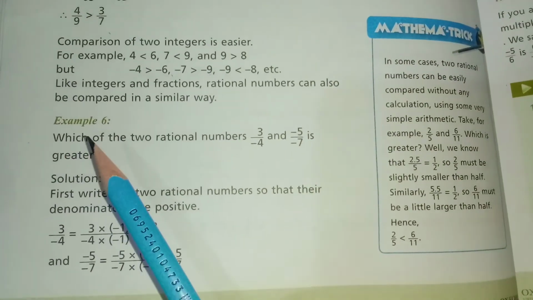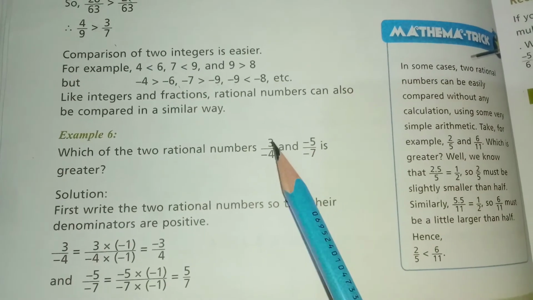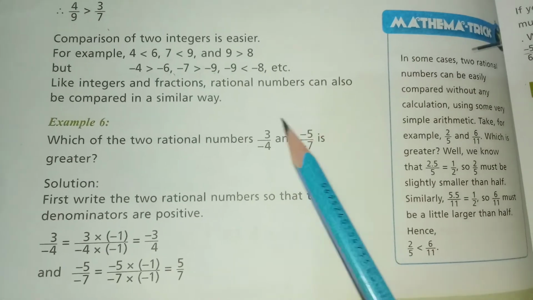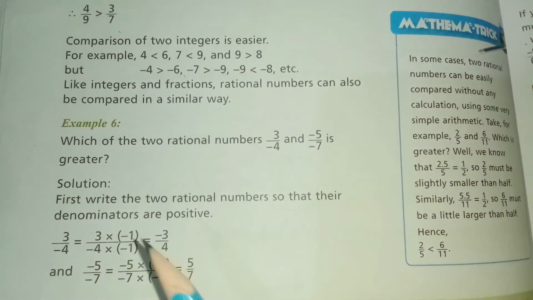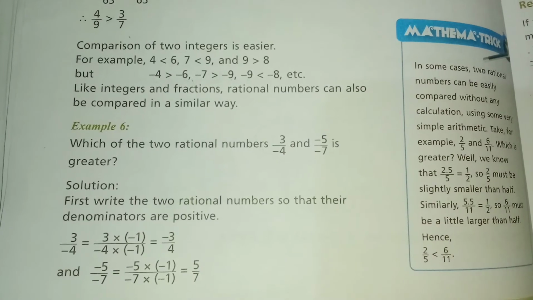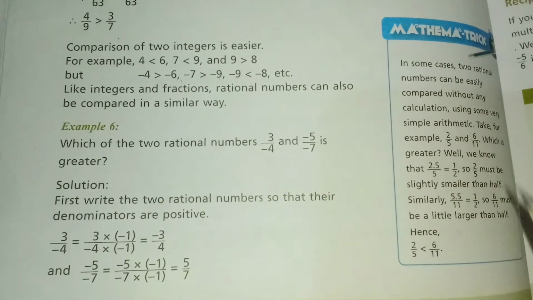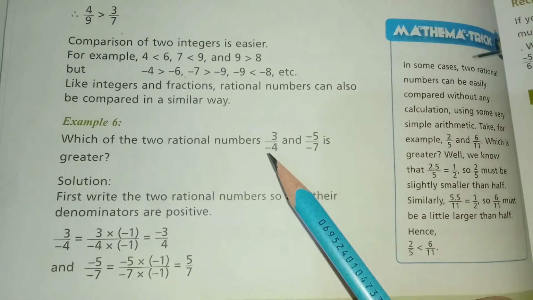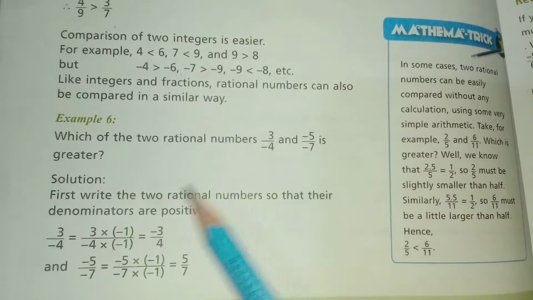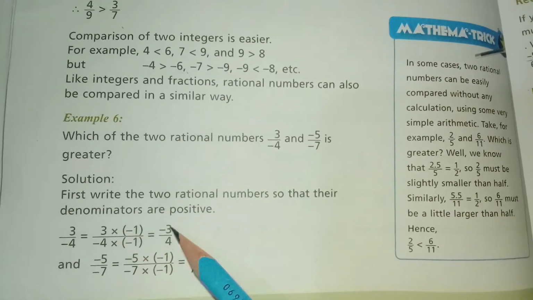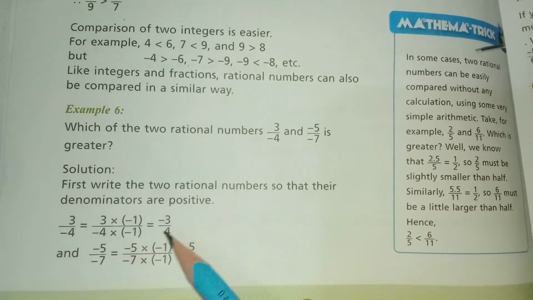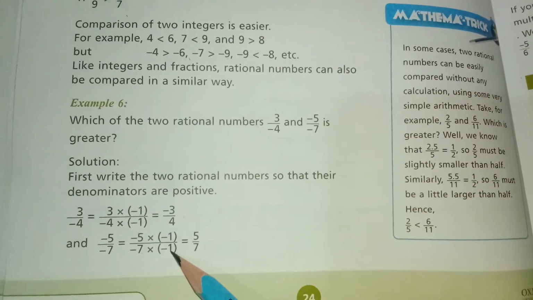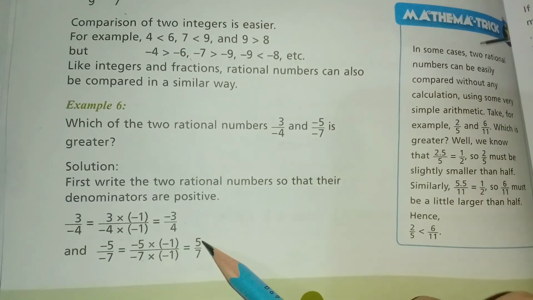Now we have to do example number 6. Which of the two rational numbers 3 over minus 4 and minus 5 over minus 7 is greater? First of all we have to write the two rational numbers so that their denominators are positive, that is, put them in standard form. So 3 over minus 4 multiplied by minus 1 over minus 1 is equal to minus 3 over 4. Like that, minus 5 over minus 7 is equal to minus 5 multiplied by minus 1 over minus 7 multiplied by minus 1, which is equal to 5 over 7.